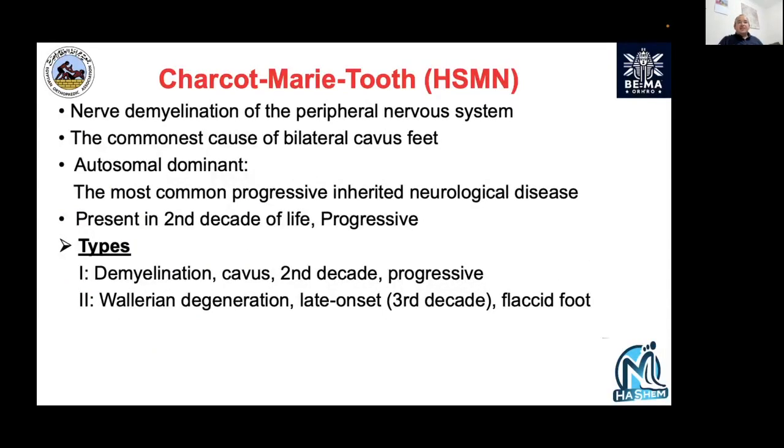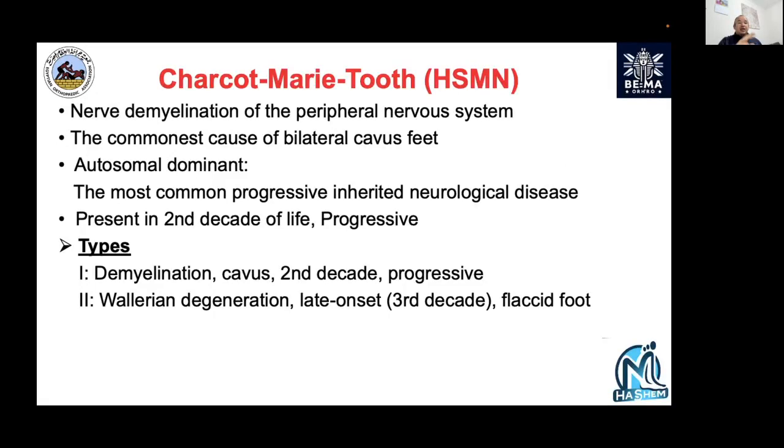So if we come to the commonest cause of Pes Cavus, which is Charcot-Marie-Tooth, it's basically, in simple terms, a demyelination of the nerves of the peripheral nervous system. That's why it is hereditary. HSMN means hereditary sensory-motor neuropathy, because if there is demyelination or a problem of the myelin sheath of your peripheral nerve, your sensory and motor nerves are dysfunctional.